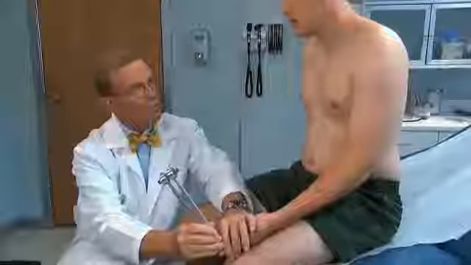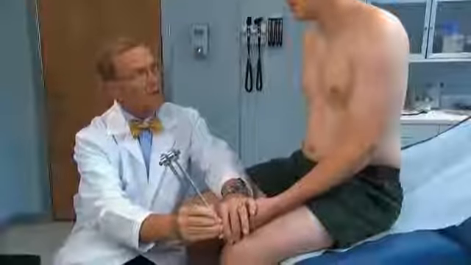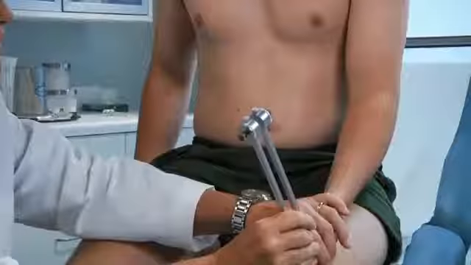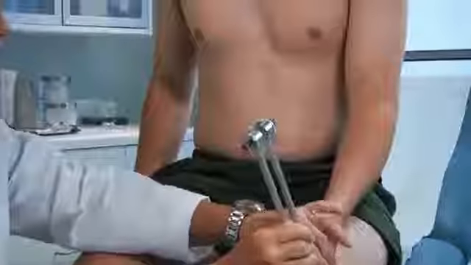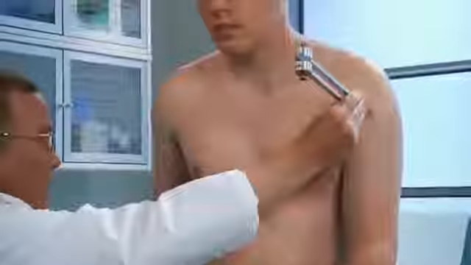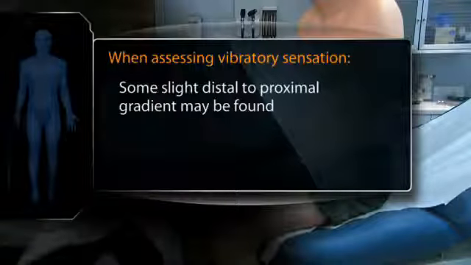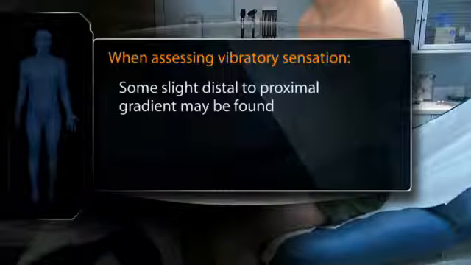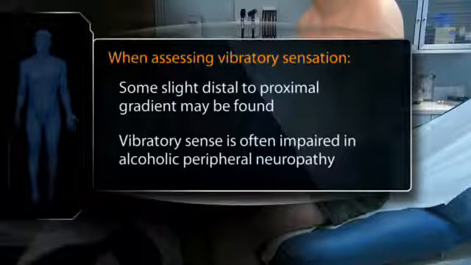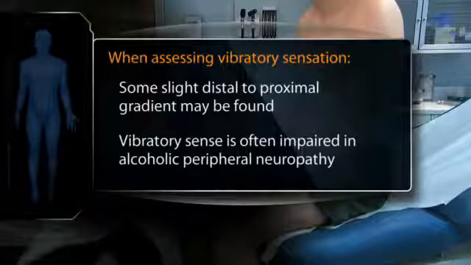What do you feel? The same thing. Okay, tell me when it stops. Then move the tuning fork closer to the trunk to see if it is perceived. Even in normal patients, some slight distal to proximal gradient may be found. Vibratory sense is often impaired in alcoholic peripheral neuropathy.